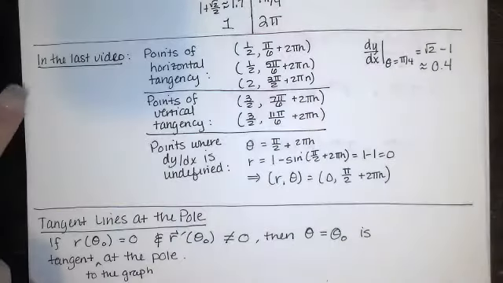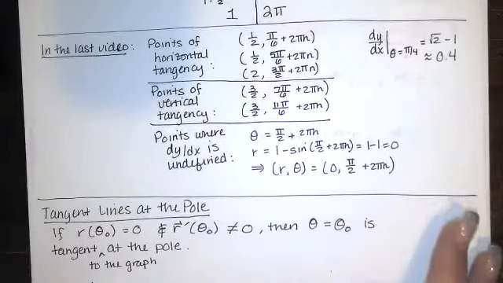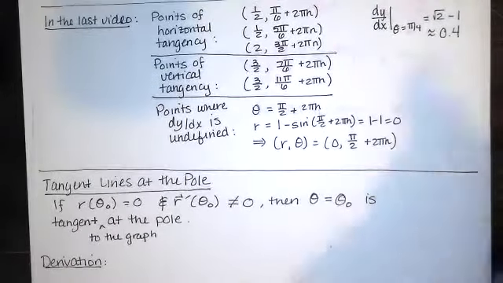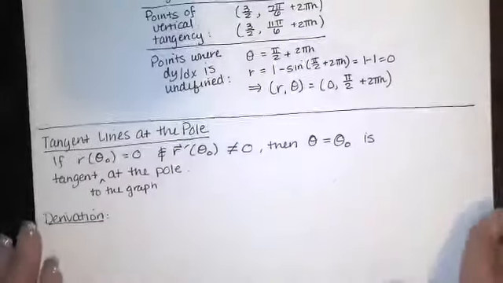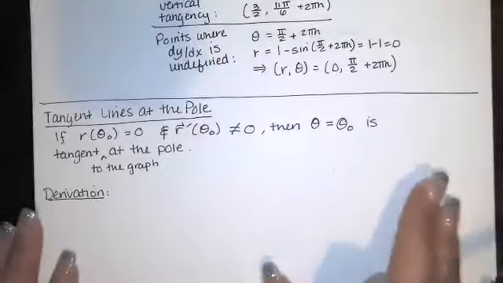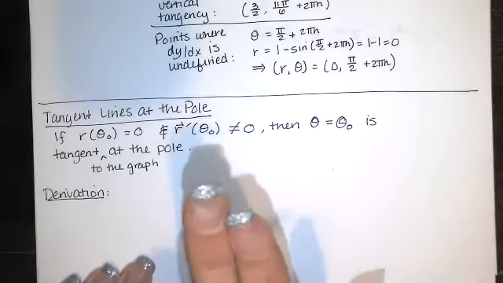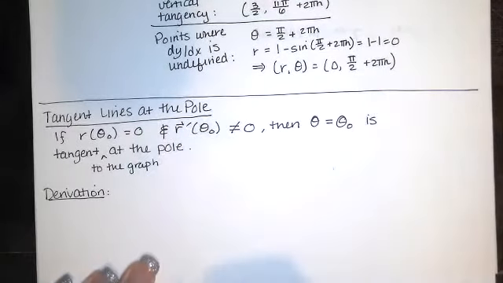That makes sense. Now there's one other thing that will help us to graph our function, and that is calculating the tangent lines of the graph at the pole. This is a fact, and I'm about to derive it for you.